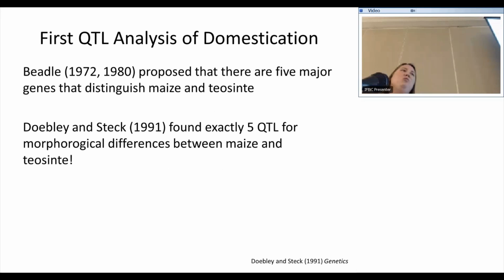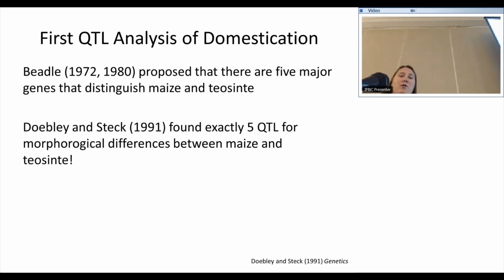Moving more away from the diversity and into domestication, back in 1979, 1980, George Beadle, famous geneticist, did some early studies looking at the genes that were responsible for domestication. He proposed that there are 5 major genes that can distinguish corn from teosinte. There's a region on chromosome 1 that I'll talk about next, I believe, and a region on chromosome 4 as well, that control differences in the plant and the seed morphology.